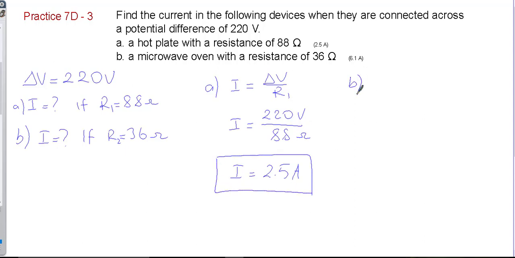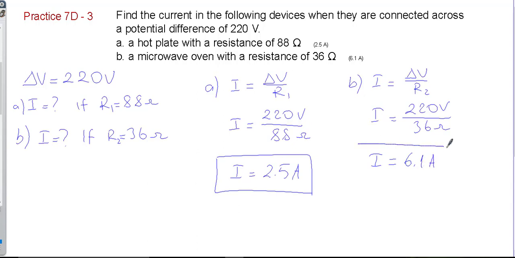B. It says calculate the current if a 36 ohm microwave oven is connected to that potential. So again, I wanted delta V over R. Now R2, it is the microwave oven. I is equal to 220 volt divided by 36 ohm resistor. Then the current for the second case will be around 6.1 ampere. That is the second, third question.